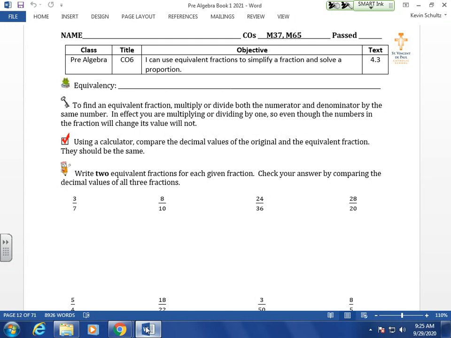What does equivalency mean? Yes, equal. And when we talk about equal, we talk about things having the same value, right? So equivalency are terms, and today we're going to focus on fractions, but terms with the same value. Okay? Terms with the same value.